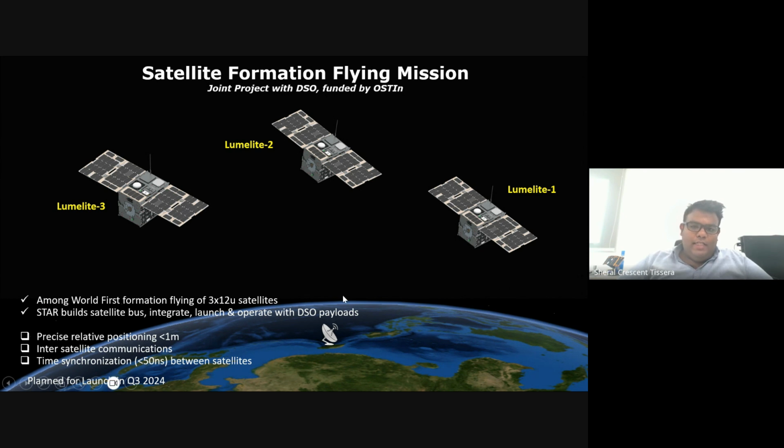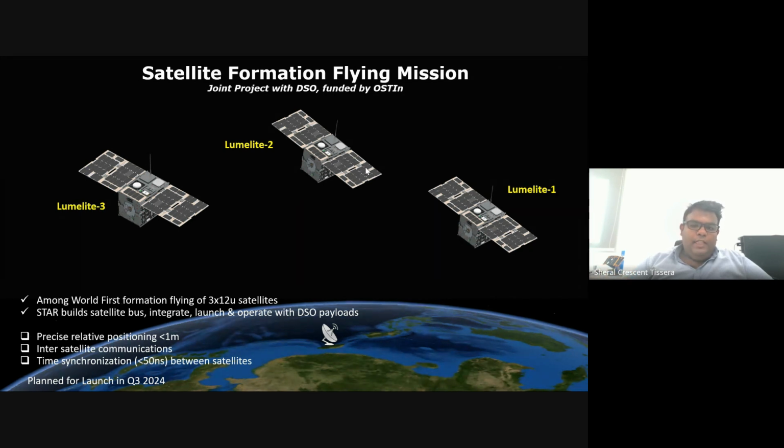Now, in this mission, Lumelite 2 will be injected after ejecting from the launch vehicle. Lumelite 2 will be injected to a slightly different orbit inclination using the propulsion system. Whereas for Lumelite 3, after the end of the in-orbit testing phase, it will go through a descent on demand mission where the altitude of the satellite or the semi-major axis will be changed from 550 kilometer to about 350 kilometer to enter a very low Earth orbit environment.